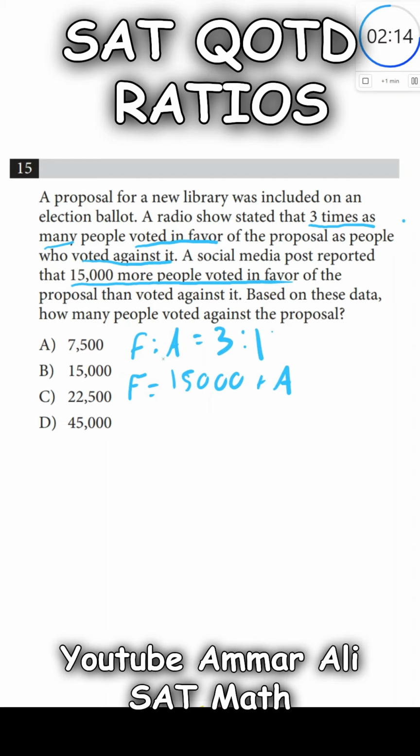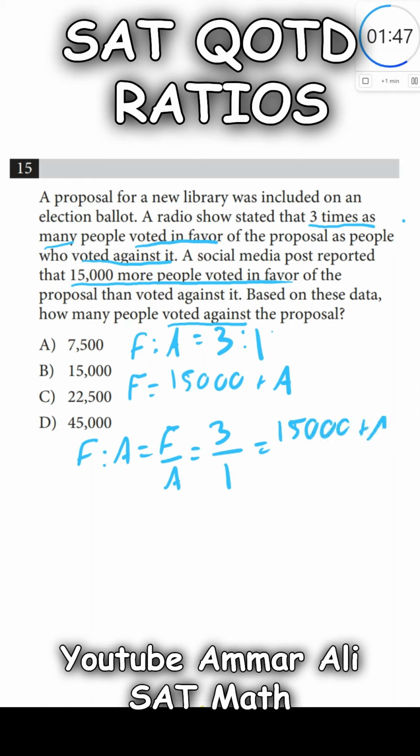So now that we know our ratio and they gave us this little hint, we can figure out how many people voted against it by solving for A, right? So remember that our ratio is for to against, which is the same thing as writing it as a fraction, F over A, or in other words, 3 to 1. So remember F, the people that are for this, is equal to 15,000 plus the people that were against it. And of course, the against is on the bottom because that's the second part of our ratio.